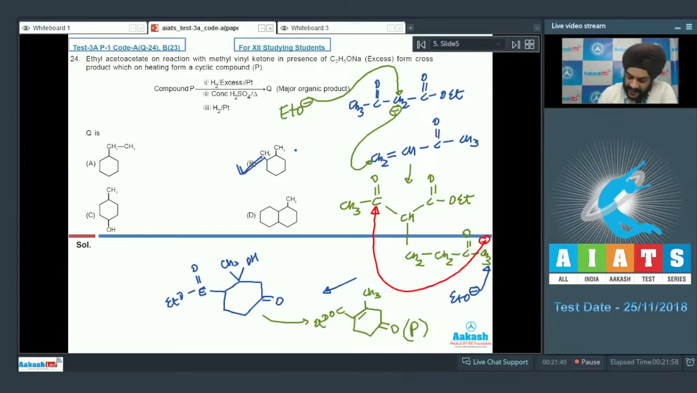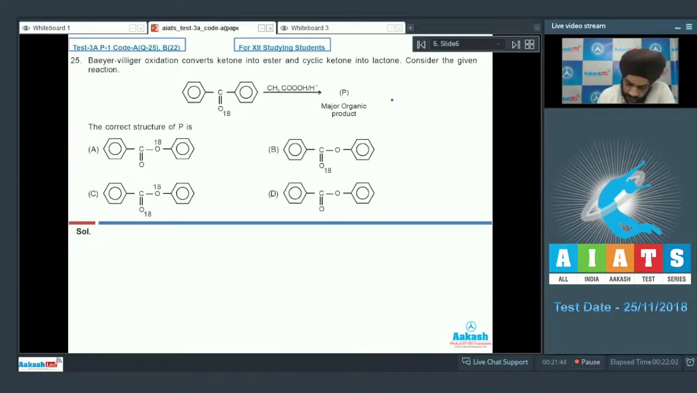Let us look at the next question. Question number 25. Baeyer-Villiger oxidation converts a ketone into an ester and a cyclic ketone into a lactone. Consider the given reaction. So we have benzophenone, in which the oxygen of benzophenone is labeled, and it is allowed to react with peroxyacetic acid followed by acidification. So we have a product P, which is the major organic product, and now the examiner is interested in knowing about the location of the labeled oxygen in the product.